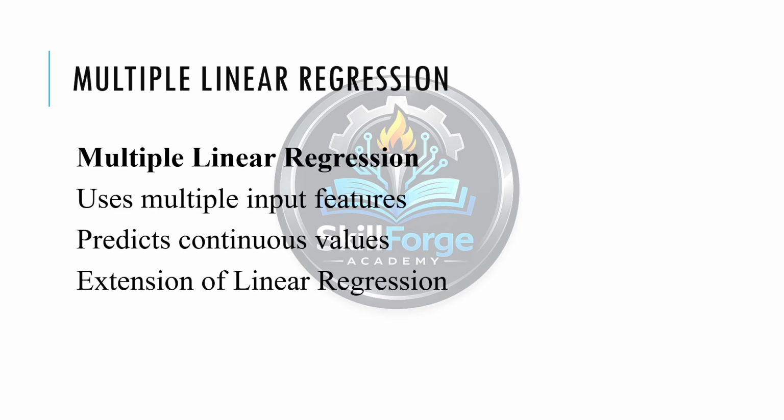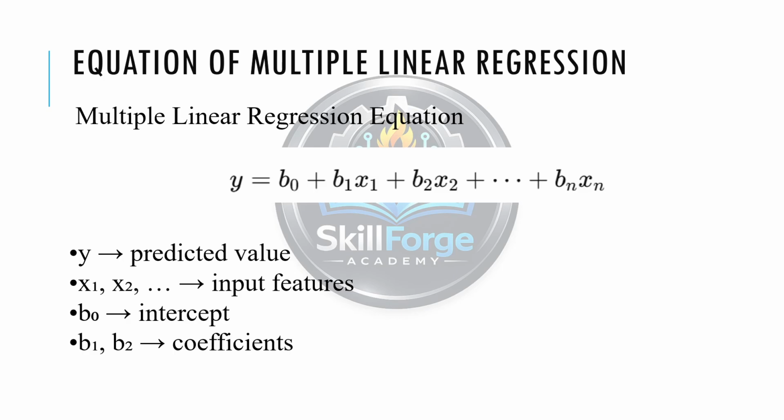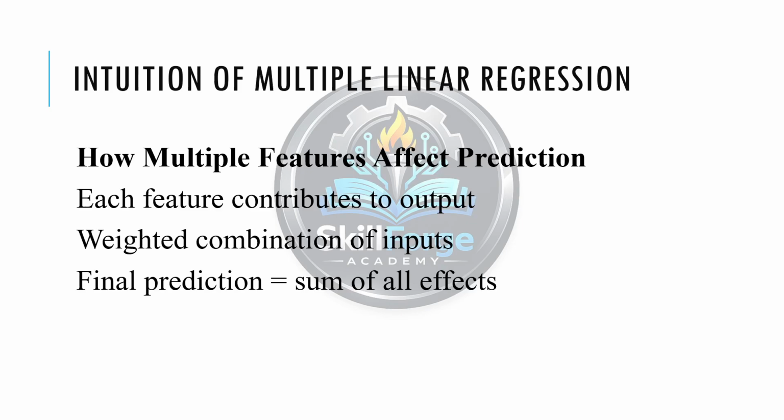Okay, so now let's look at the equation of multiple linear regression. In simple linear regression, we had only one input variable, but here we have multiple input features like size, number of bedrooms, and location. Each feature has its own coefficient, as you can see here, and it shows how much it can influence the output. B naught is the intercept, and the other coefficients represent the impact of each input variable. So the model combines all these inputs to predict the final value. This is how we make more accurate predictions using multiple factors.